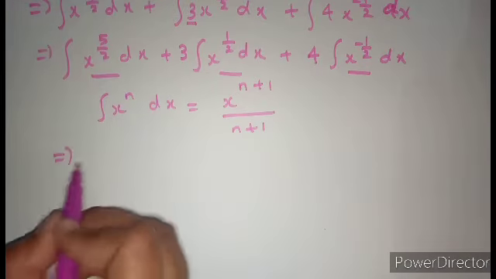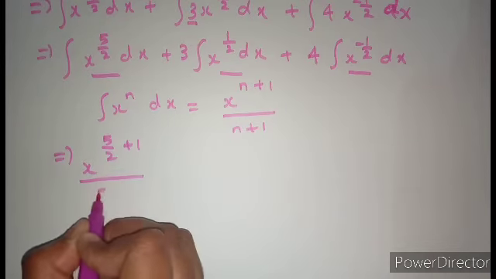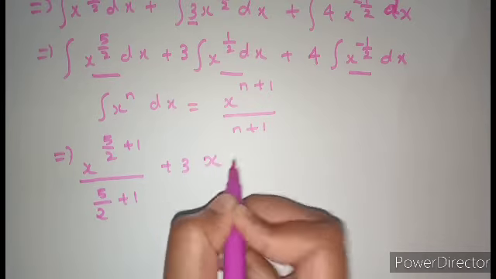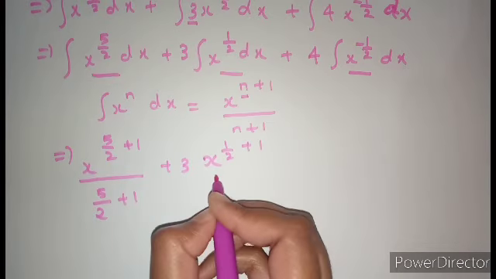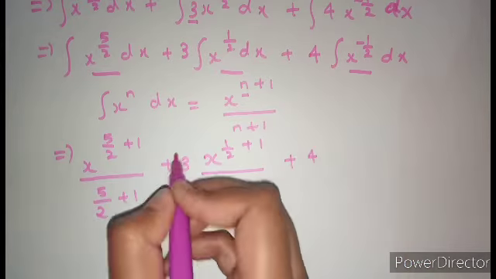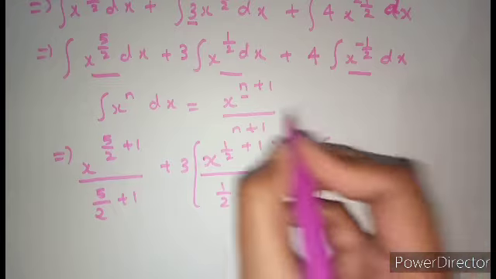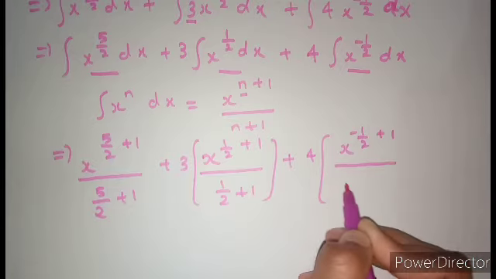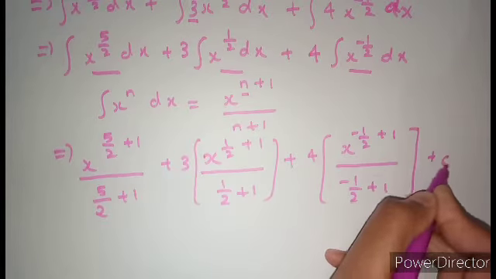So here in place of n we have 5 by 2. So solve it: x to the power of 5 by 2 plus 1 upon 5 by 2 plus 1. Same here also, x to the power of n, in place of n we have 1 by 2: 1 by 2 plus 1 upon 1 by 2 plus 1, plus 4. Take bracket. x to the, in place of n we have minus 1 by 2. So minus 1 by 2 plus 1 divided by minus 1 by 2 plus 1, plus integration constant c.